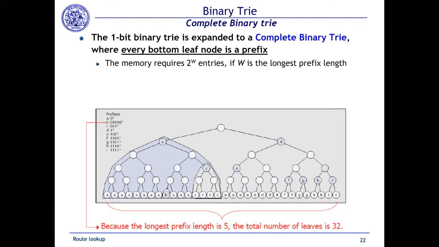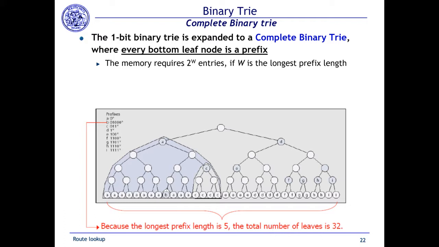Where W is the longest prefix that you have in the routing table. Here you see a routing table. It's a little bit small, but in this routing table, the longest prefix, B, is 5 bits long. So it means that if you want to build the complete binary trie related to that routing table, you will need 2 to the 5 nodes in the bottom layer and 5 levels. It means 32 nodes in the bottom layer.